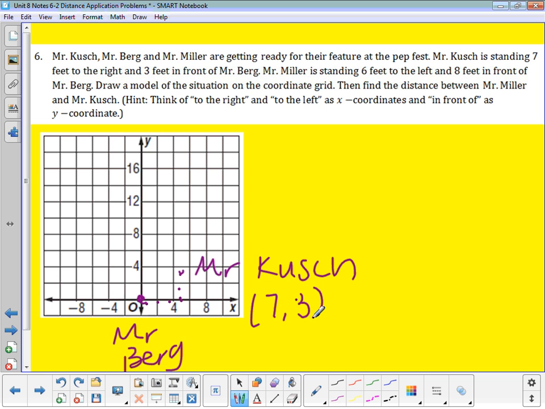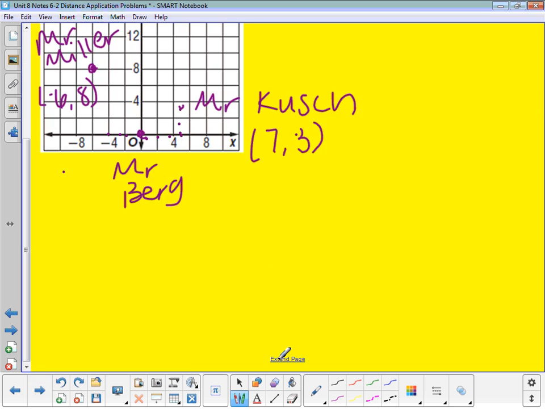So now we're going to find Mr. Miller. Mr. Miller is standing 6 feet to the left, and he's also standing 8 feet in front of. So this point right here is Mr. Miller. So if we were to write out his coordinate point, Mr. Miller would be at -6 because we went to the left, and +8.